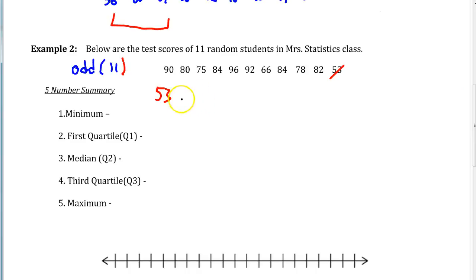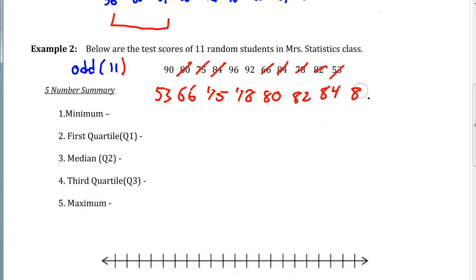53, what comes after? 66. Yep. And mark them off as you go so you don't double count or forget anything. 75, 78, 80. I'm going to mark these off. Where's 80? Yeah, there's 80. 82. 84. 84 is good. And 92 and 96.